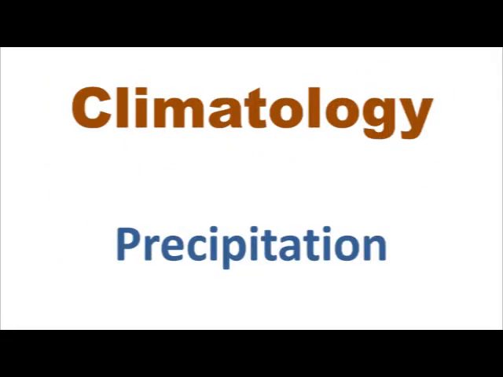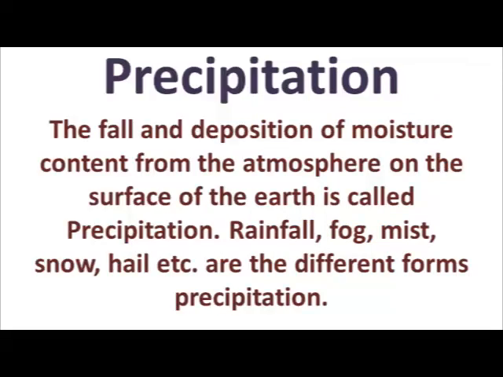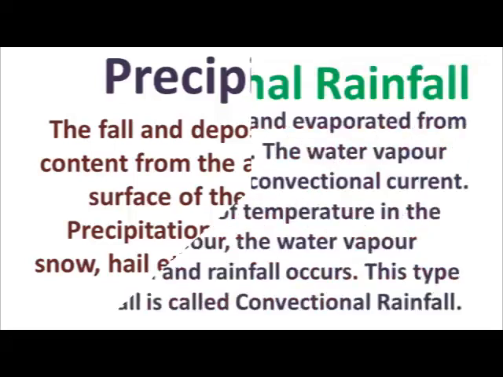Precipitation. Now, let's see the terms in precipitation. Precipitation. The fall and deposition of moisture content from the atmosphere on the surface of the earth is called precipitation. Rainfall, fog, mist, snow, hail, etc. are the different forms of precipitation.